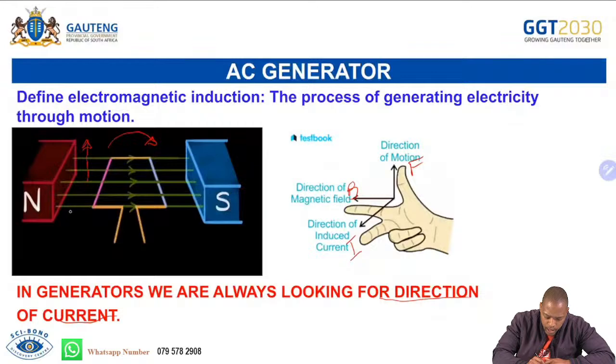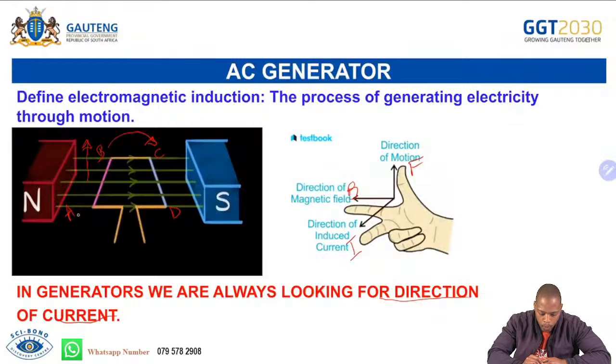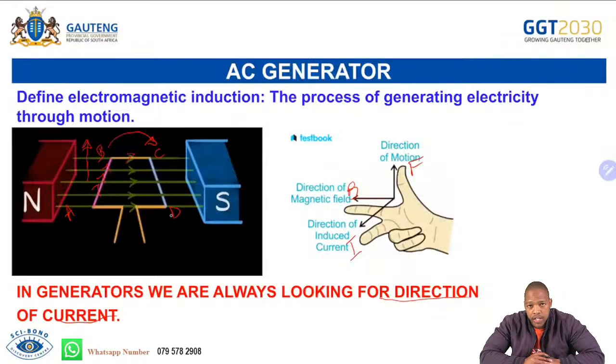Maybe we can even label this as A, B, C, and D. So the current goes from A to B. So our direction of current will be like this. So if this is true, then it tells us that the direction of the current here will continue like this, and the direction of the current in the blue part should be going from C to D.